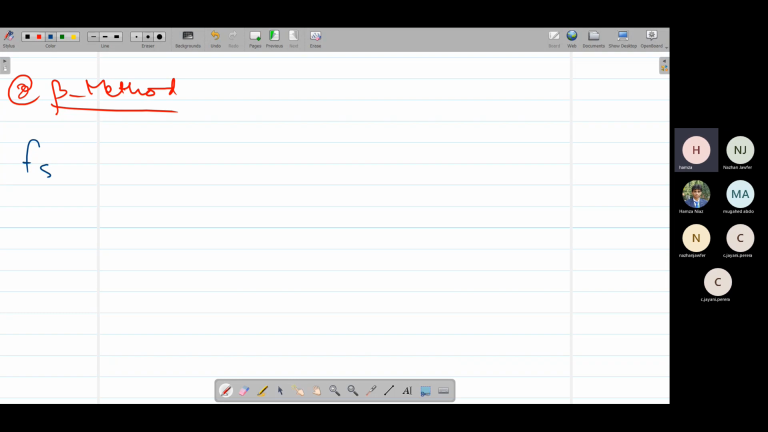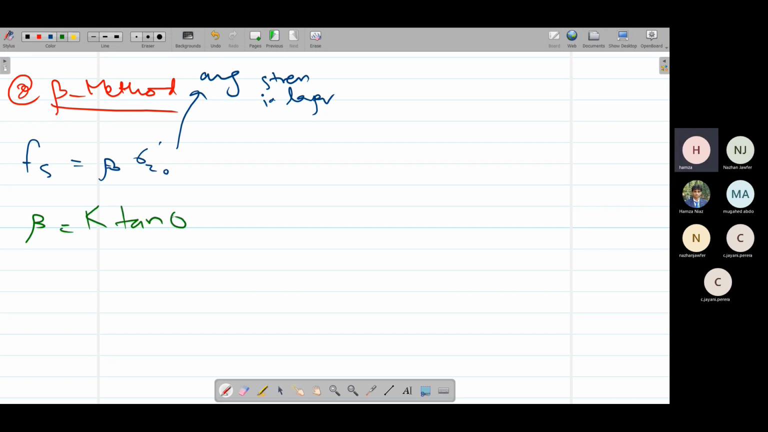The Fs value would be different. That is beta times sigma Z naught, where sigma Z naught is exactly the same, the average stress in the layer. Like in sand, we calculate the average stress in there. This sigma Z naught is exactly the same, the average stress in that layer, and the beta value is simply K times tan phi r.